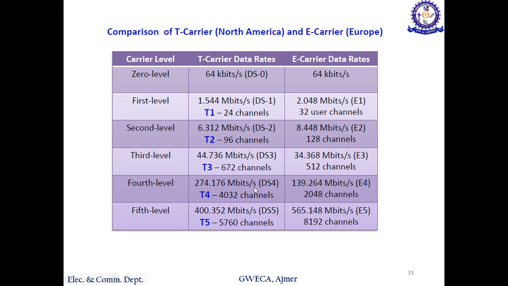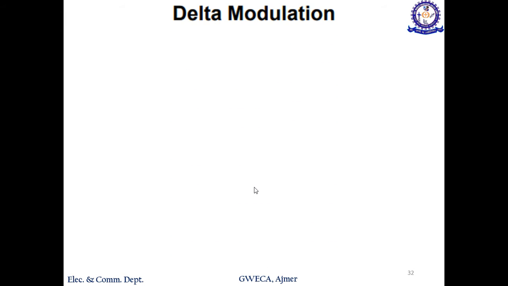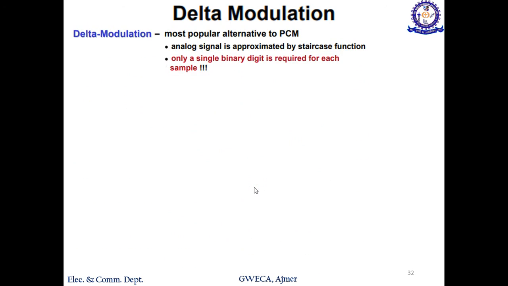These are the carriers, a comparison of the T carrier and the E carrier in Europe. The next important topic is delta modulation. Delta modulation is the most popular alternative to PCM. The analog signal is approximated by a staircase function. Only a single binary digit is required for each sample.